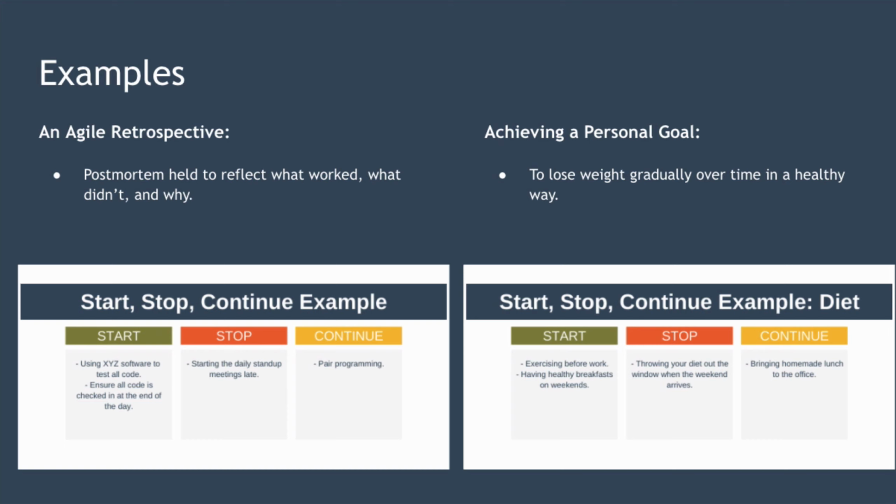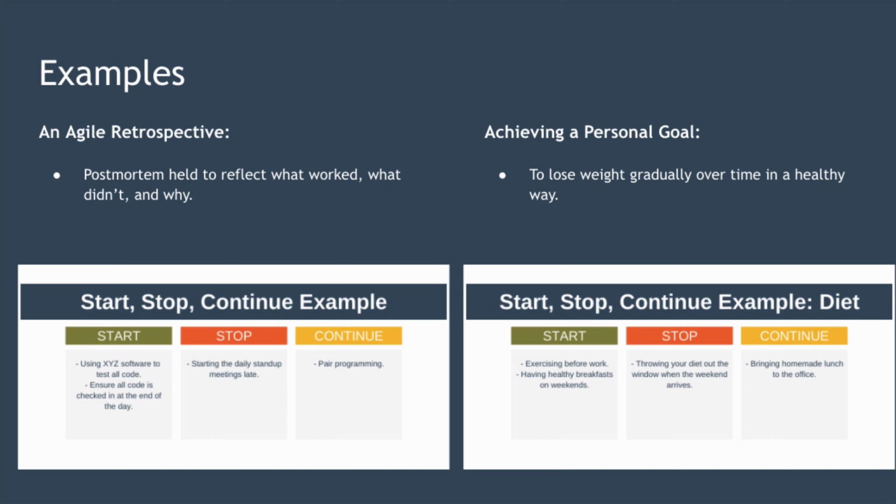Now, the output from an agile retrospective for a single sprint might look something like you see in the first image. So we're going to start using XYZ software to test all code. We're going to start ensuring all code is checked in at the end of the day. We're going to stop starting the daily stand-up meetings late, and we're going to continue pair programming.